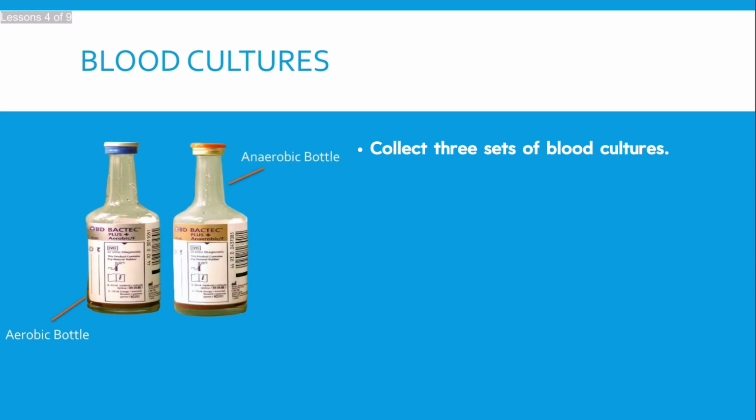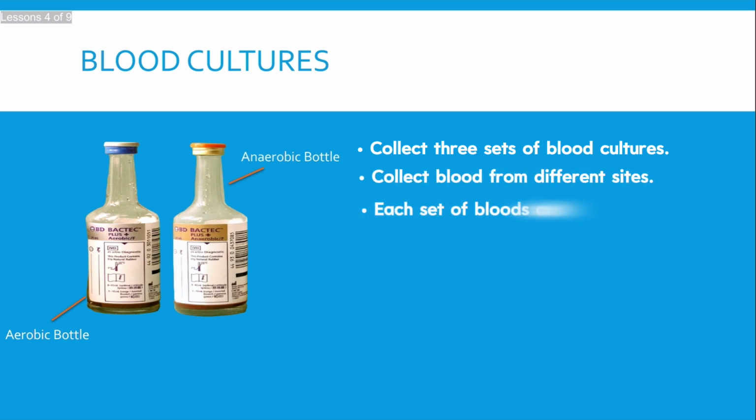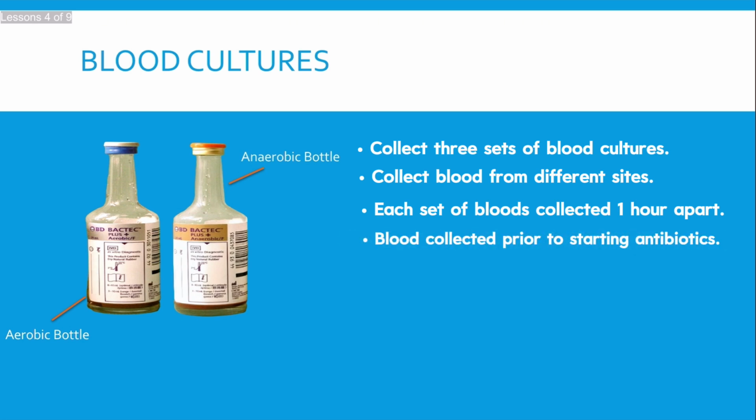For diagnosis, 3 sets of blood cultures comprising both aerobic and anaerobic cultures should be collected. The blood cultures must be collected from different venipuncture sites and spaced at least 1 hour apart before starting antibiotic therapy. Each culture bottle should be inoculated with a minimum of 10 milliliters of blood for optimal detection.